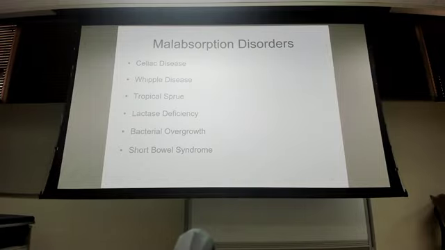So malabsorption first, the largest list, right? Celiac disease, Whipple disease, sprue, lactase deficiency, bacterial overgrowth, and then short bowel syndrome. So the big thing with malabsorption is if your intestines aren't properly absorbing nutrients such as fats, carbs, proteins, vitamins, minerals, then obviously we start getting some signs and symptoms from those nutritional deficiencies in our system. As I mentioned, these are the disorders we're going to talk specifically about.